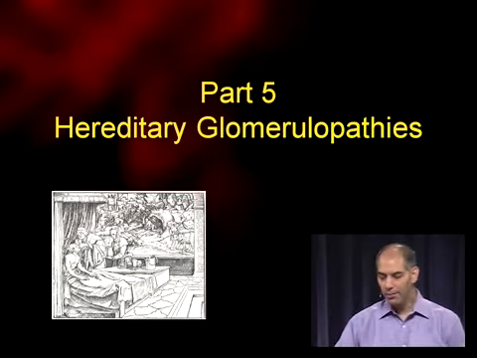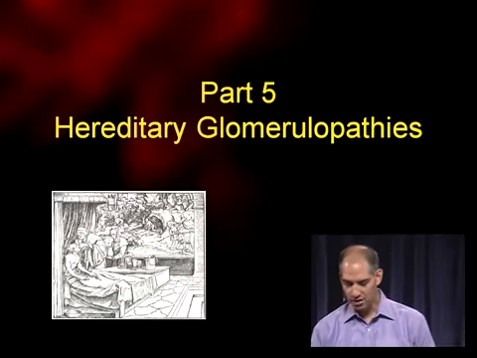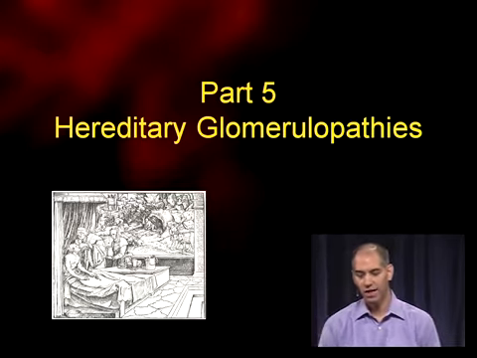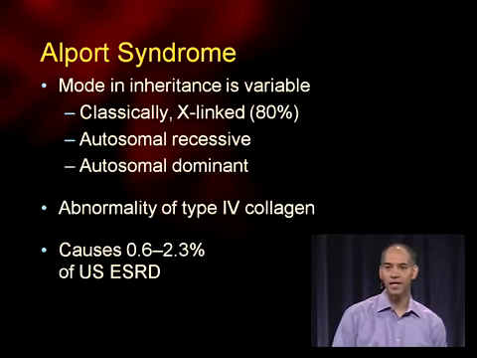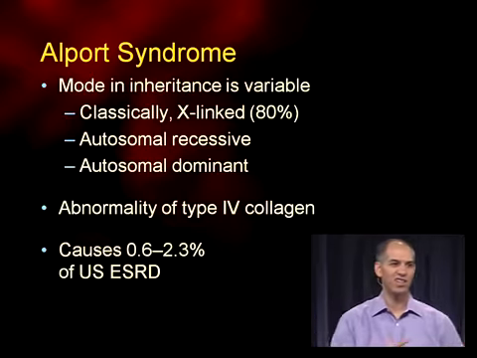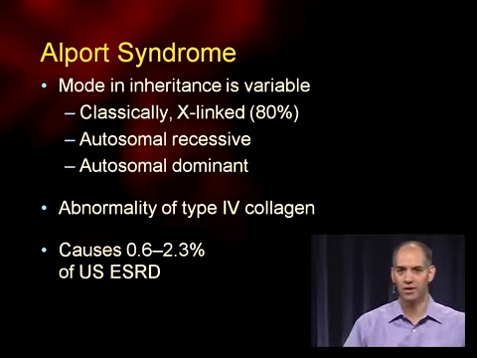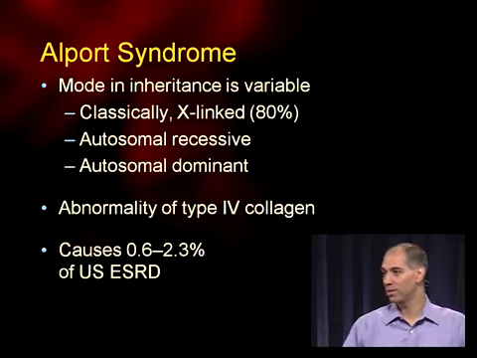All right. I told you we were going to talk about Alports. That's in this section, which is section 5, the hereditary glomerulopathies. So Alport syndrome is a glomerular disease, but it's inherited, so I didn't know where to put it, and I put it in here with the inherited disorders. The mode of inheritance is variable.